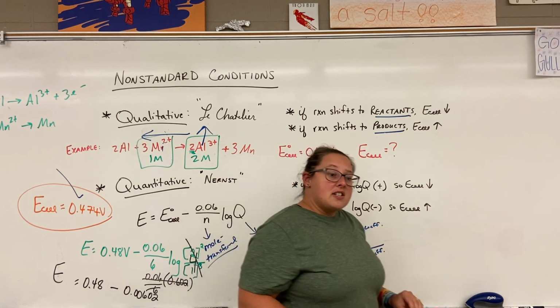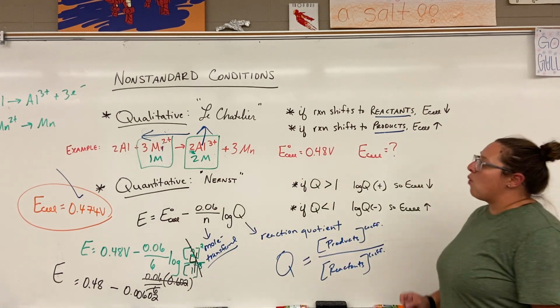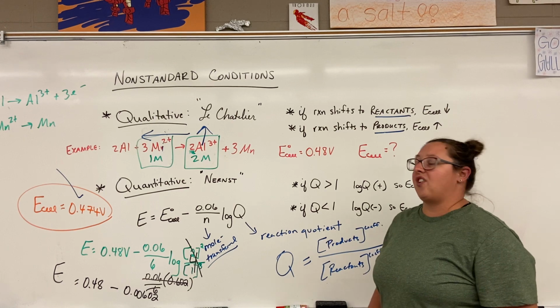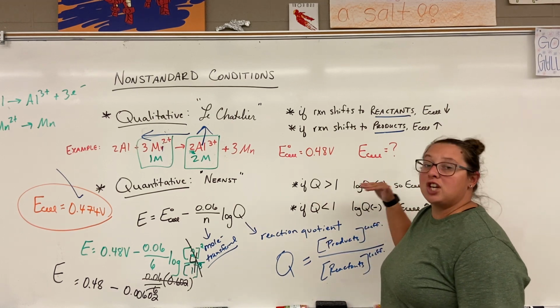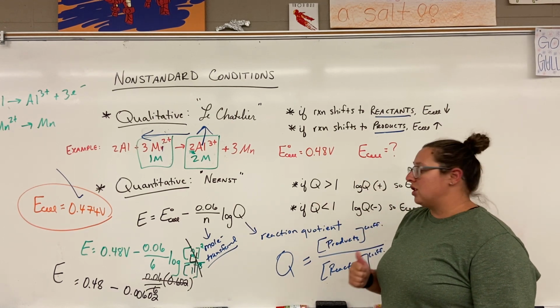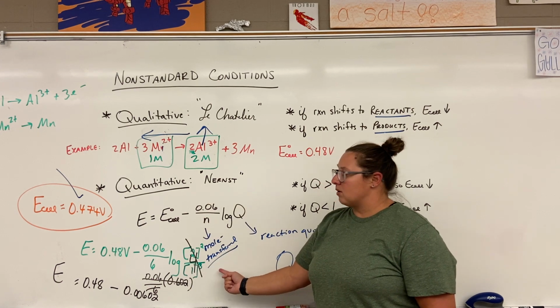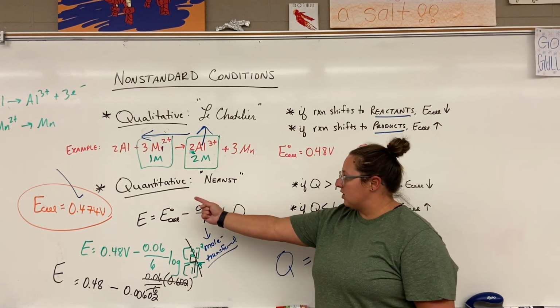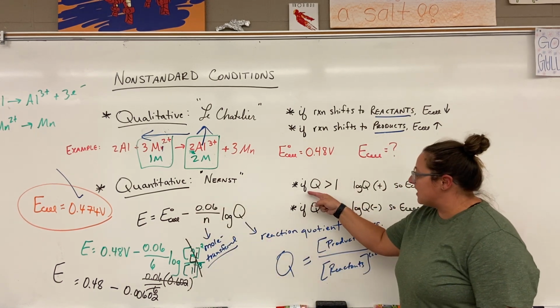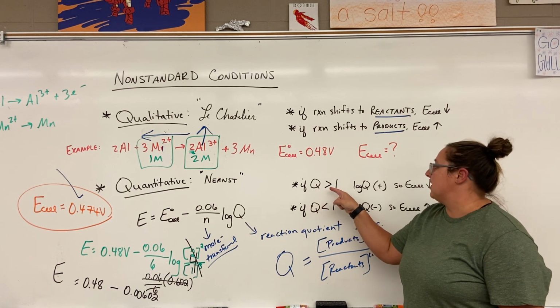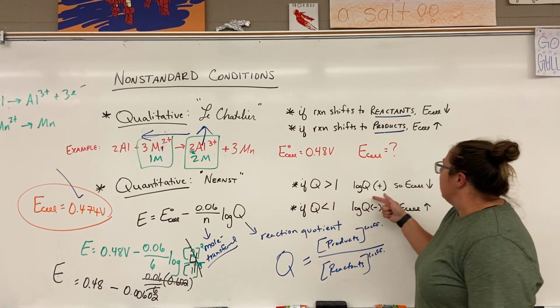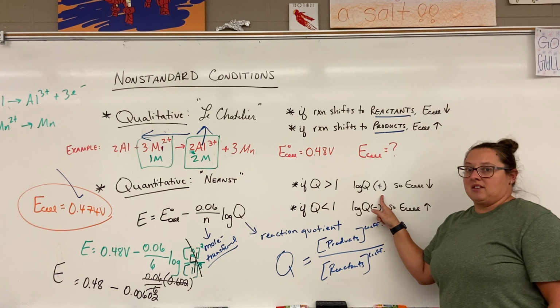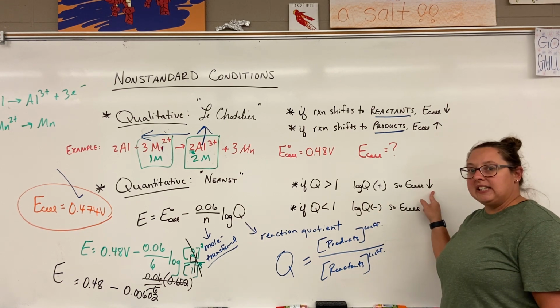So a lot of the times on the free response, they want you to justify in terms of Q. What you need to do is calculate Q, and say, according to the Nernst equation, since my Q value is greater than 1 and the log of Q is positive, my Ecell will decrease.